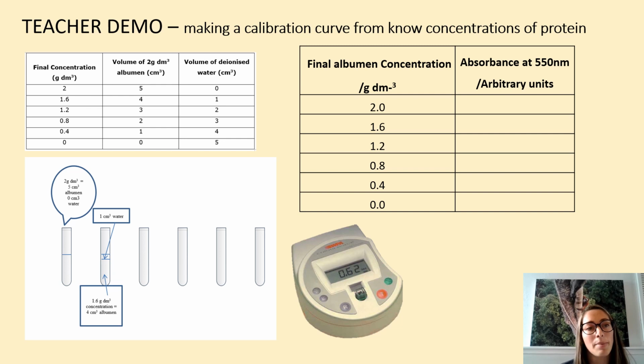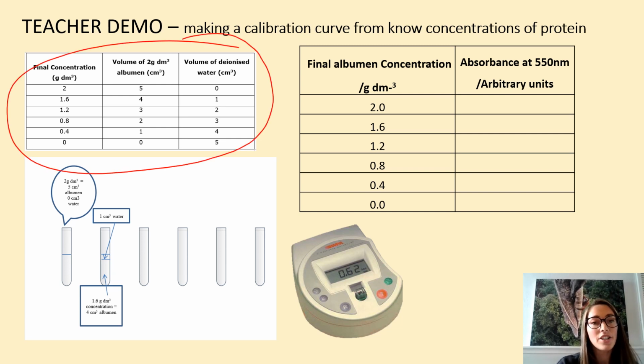So what we need to do in this practical, first of all, is to generate a calibration curve. Now to do that, we have to mix a range of different protein concentrations. So in your independent study, you had this table here, and this showed the different volumes of albumin, which is protein, to water that we'd need to mix to get these concentrations.